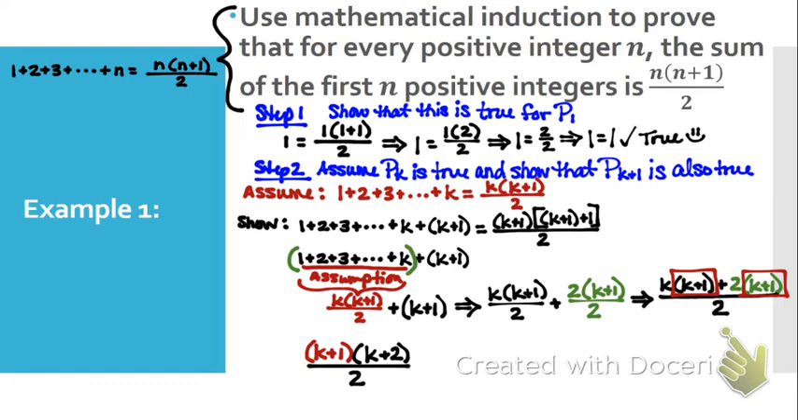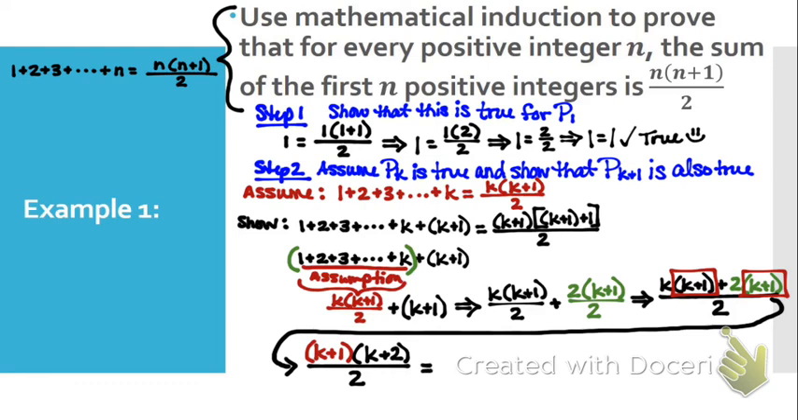Let me draw an arrow so we can actually follow along here. Can I rewrite k plus 2 as being k plus 1 plus 1? All right, so let's do that. So I'm going to rewrite this as k plus 1 plus 1. Why do you think I just did that?